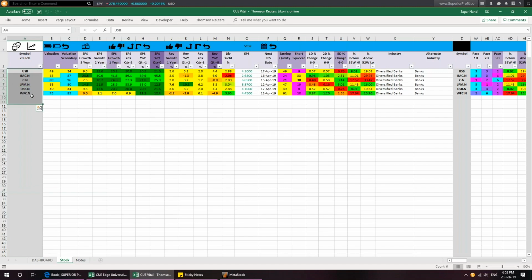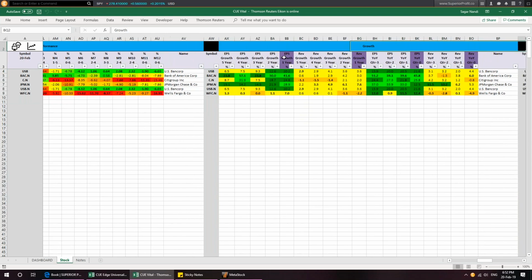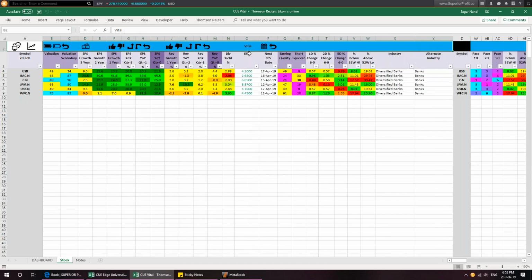We have all the stocks with a lot of insight into different panels: vital panel, performance panel, earnings and revenue growth, fundamental information, different ratios, parameters, and basic information. 80-90% of the time we need to use only the vital panel. That's why we call it vital. And here we have information about valuation of the stock. Again, cyan is strong. Then earnings growth of the stock. Green is strong, bright green is even stronger.